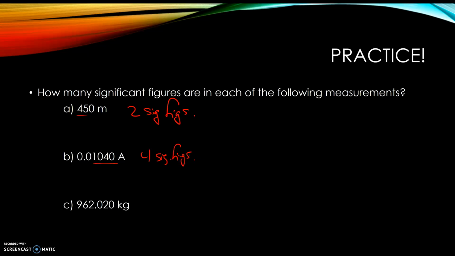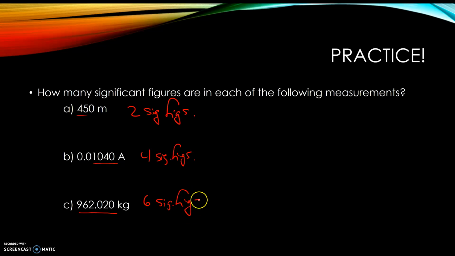And then finally, we have this one. How many would this one have? Well, we have the 962 for sure. We have a decimal, a 0 between two non-zero numbers, then a 0 at the end. And so looking at all this, we have a 0 at the end and after a decimal. And so we would have 6 sig figs here.